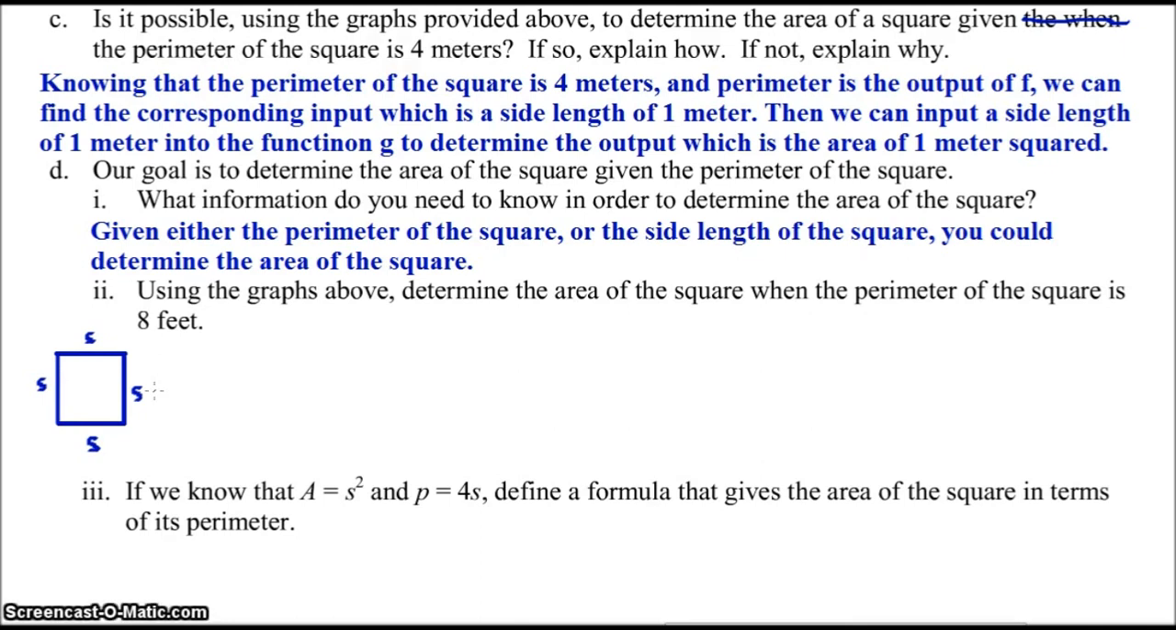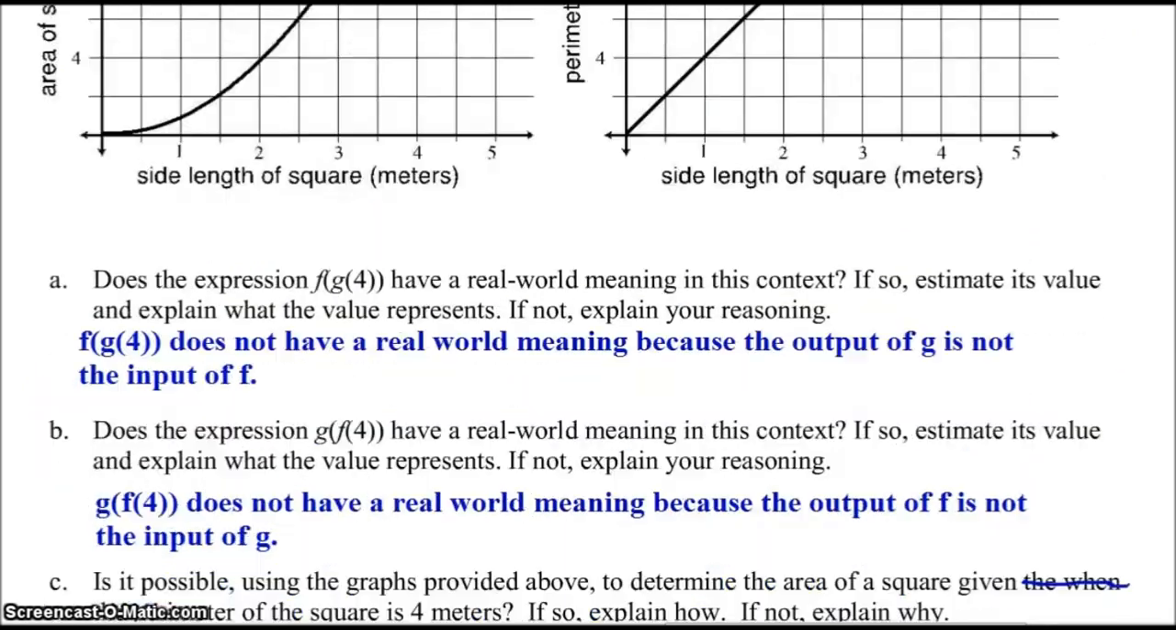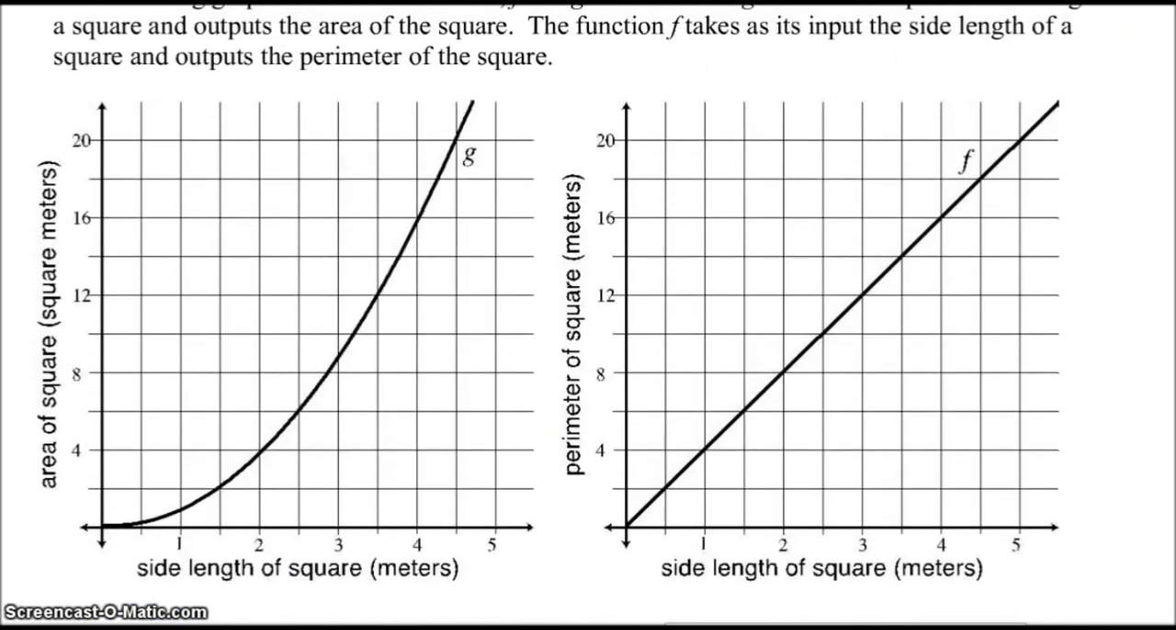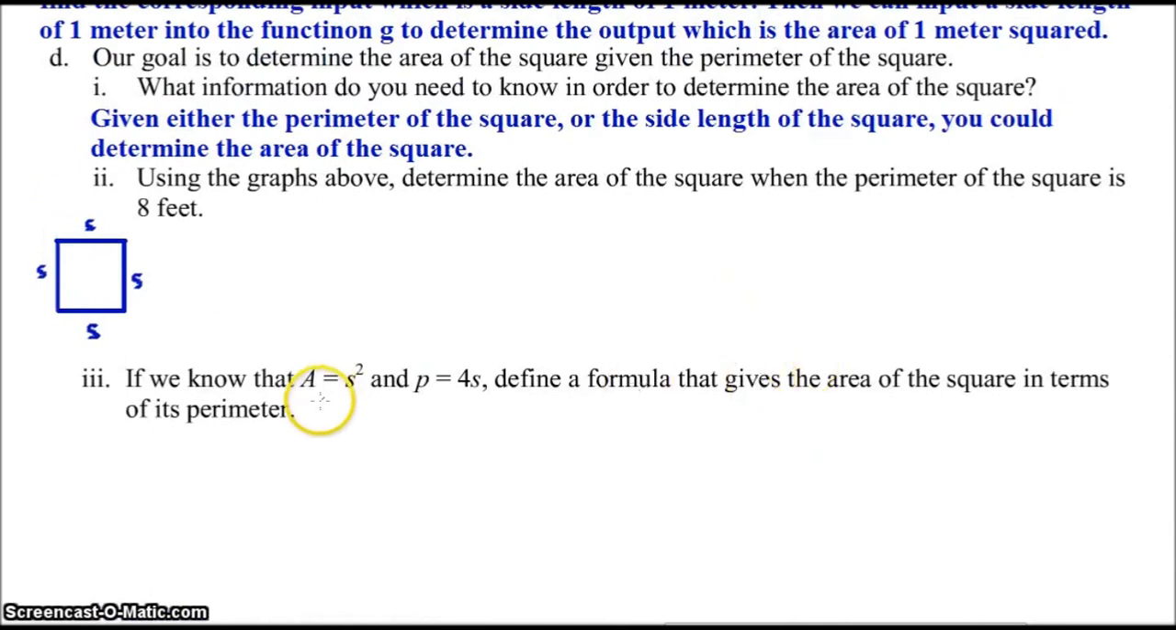Let's look at parts 2 and 3. I think these are kind of related. So part 2, using the graphs above, determine the area of the square when the perimeter of the square is 8 feet. So we can look right here at the perimeter of the square is 8 feet. That's our output. And at that point, the side of the square is 2. Think back to that square I just drew. If we know there's 8 feet all around, then each side has to have a length of 2.